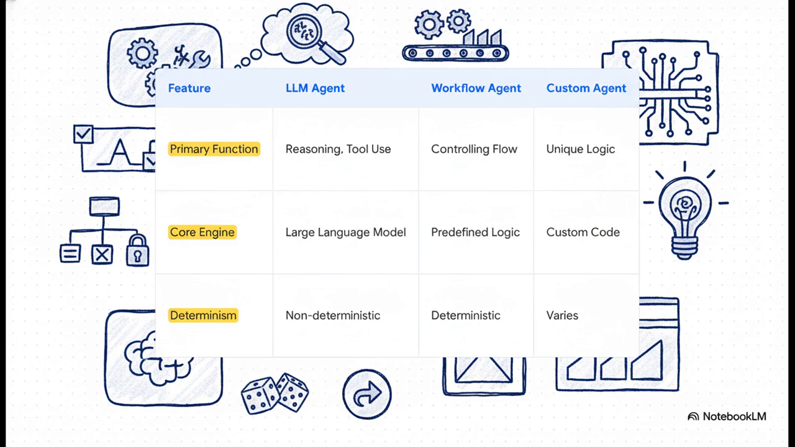So here's the breakdown. The most important thing is picking the right worker for the right job. If you need creative thinking or problem solving, you grab an LLM agent. If you have a process that has to be the same every single time, that's a job for a workflow agent. And if you need something totally unique, well, you can build your own custom agent from scratch. And see that determinism row? It's just a fancy word for predictable. An LLM agent is flexible and might surprise you, while a workflow agent is going to follow the rules, period.